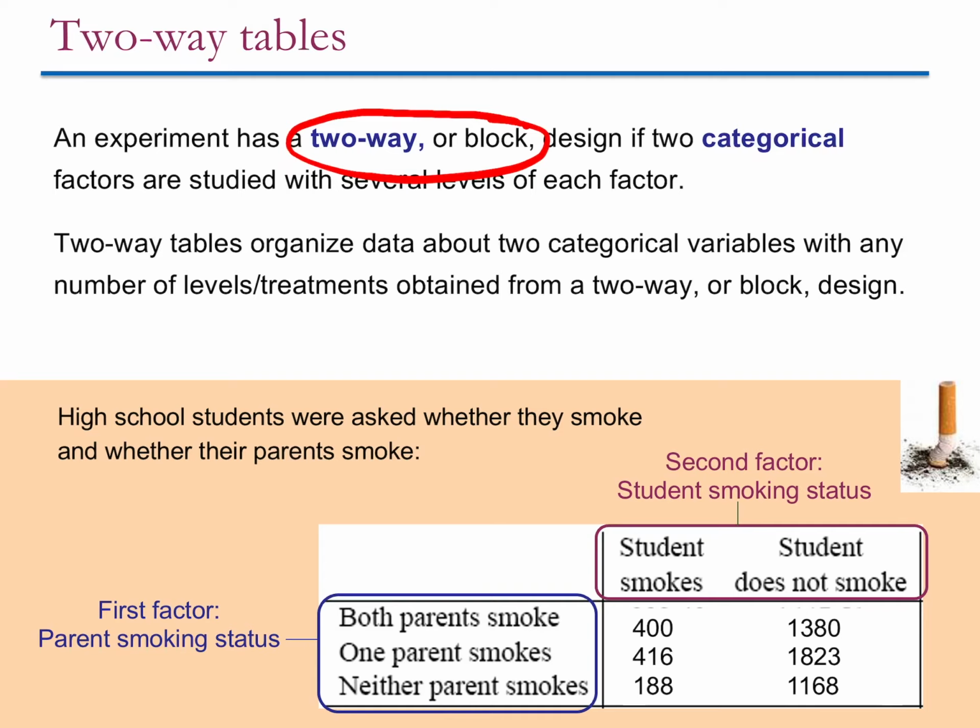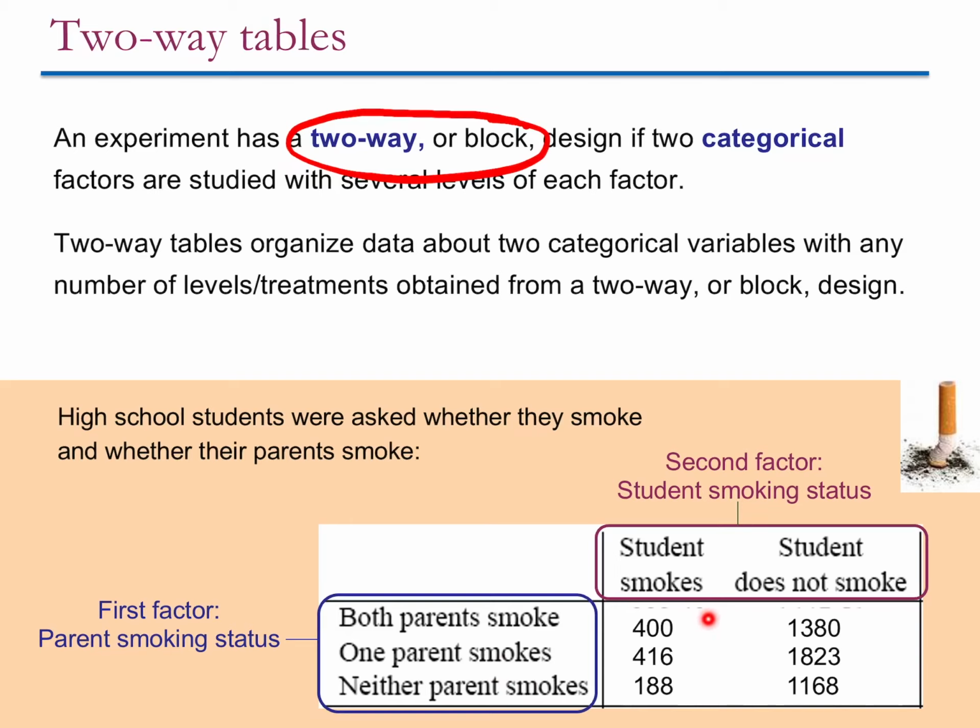At the bottom of this slide, high school students were asked whether they smoke and whether their parents smoke. So we have two different variables here. One is student smoking status, which you see on the table. The other is parent smoking status, which you see on the side. For student smoking status, we have two levels: either the student smokes or the student does not smoke. For parent smoking status, we have three: both parents smoking, only one smoking, or neither parent smoking. So, three levels of parent smoking status and two levels of student smoking status.